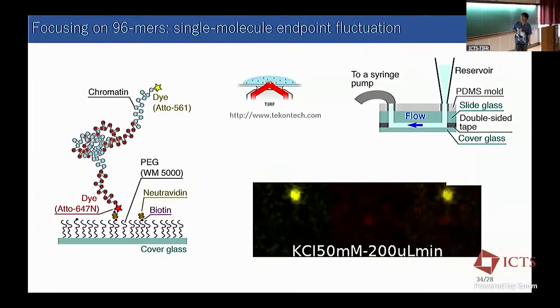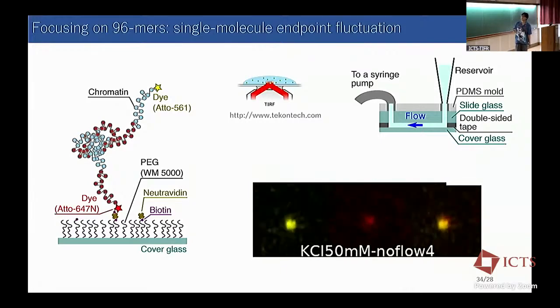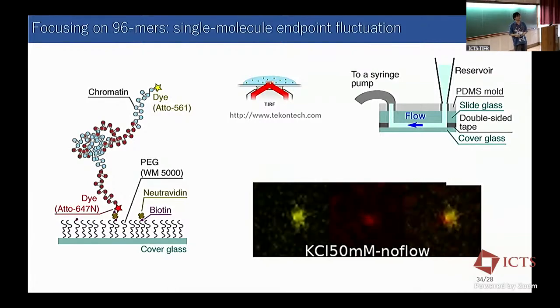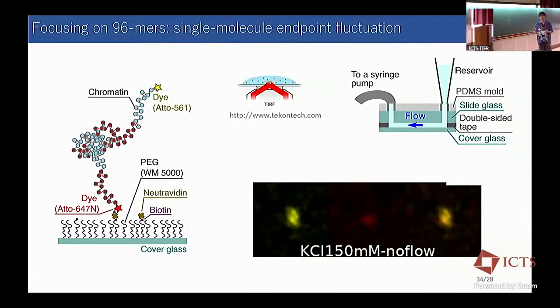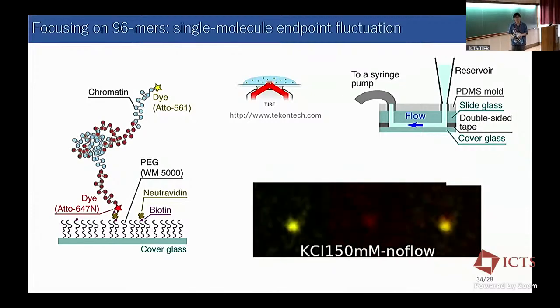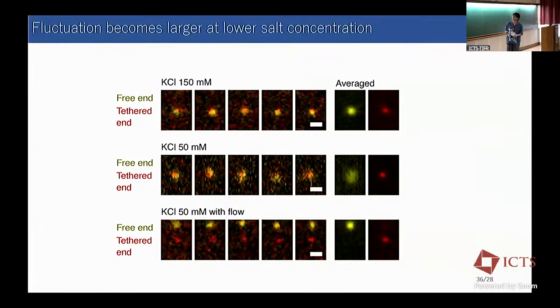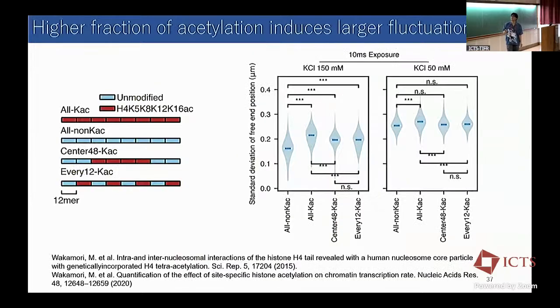You can also apply force or flow to this situation to see that this is a real chromatin that would match in the sense of the length. After post-filtering of the data, we can see that this fluctuation is coming from a real 96 mer full-length sequence. By changing the salt concentration, and also by changing the sequence and epigenetic mark pattern, the dynamics and the length scale change quite rapidly.